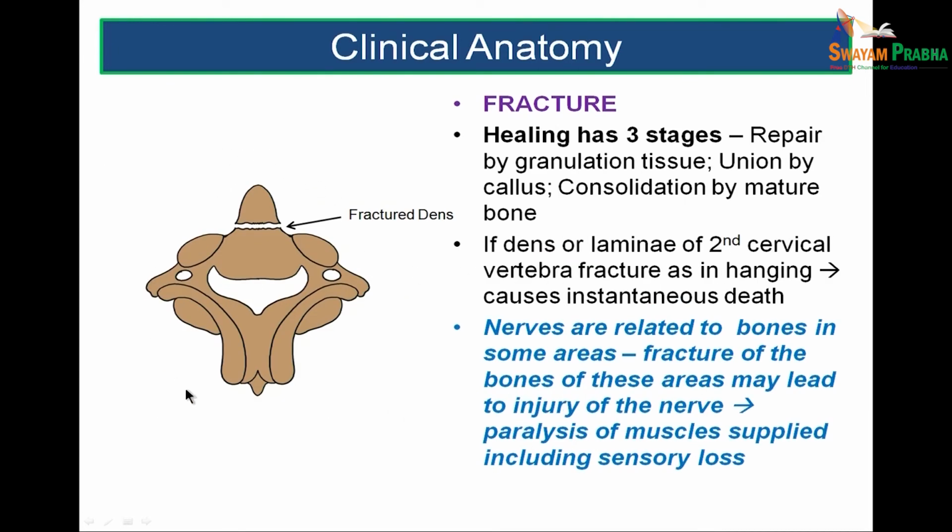Here you see this picture of fractured second cervical vertebra, the dens fractures off. It's a type of fracture found in hanging, and so it's called hangman's fracture. The dens separates out from the body, and this dens compresses the spinal cord and the medulla, leading to instantaneous death.